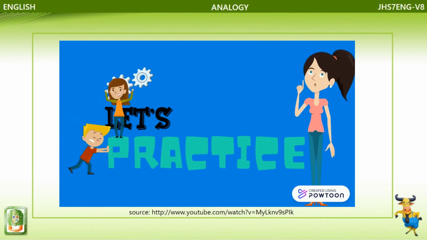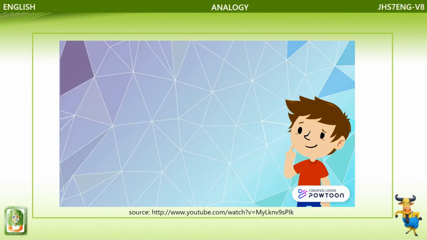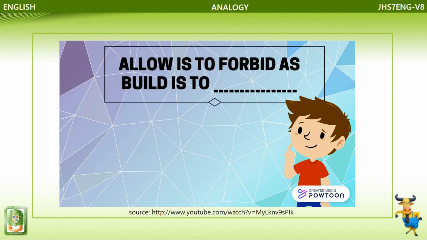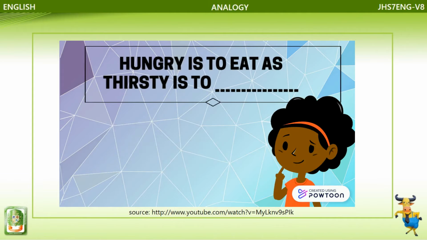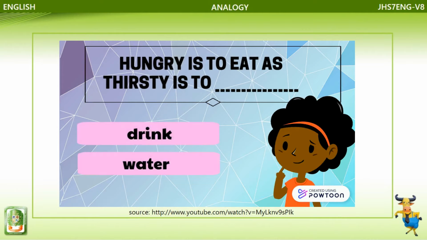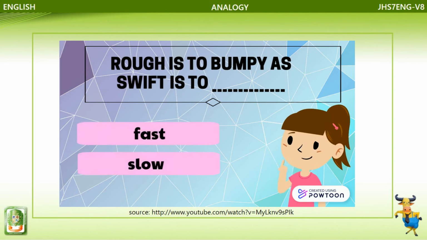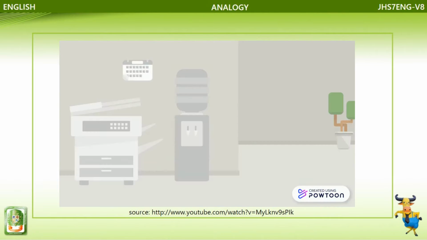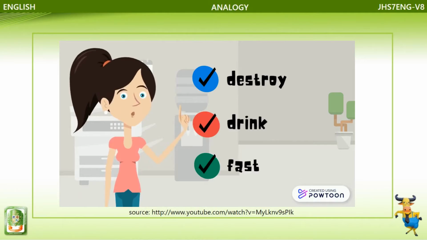Let's practice. Select the correct word to complete the analogy. Allow is to forbid, as build is to, is it construct or destroy? Hungry is to eat, as thirsty is to drink or water? Rough is to bumpy, as swift is to, is it fast or slow? The correct answers are destroy, drink, fast. Congratulations.